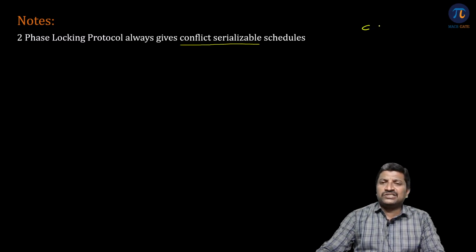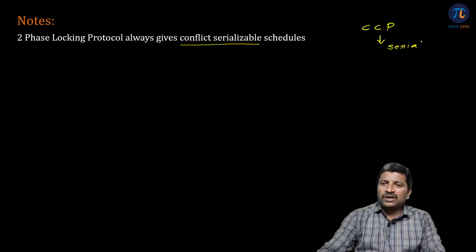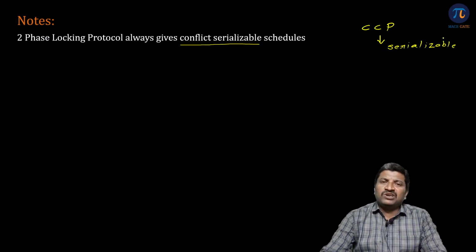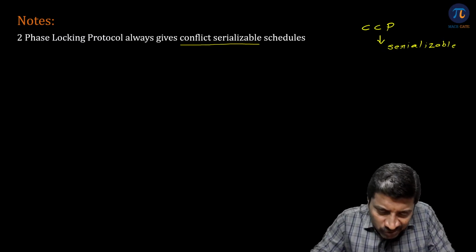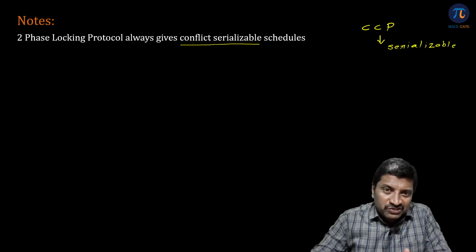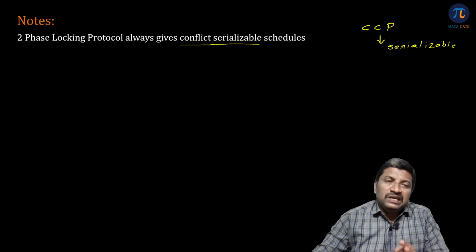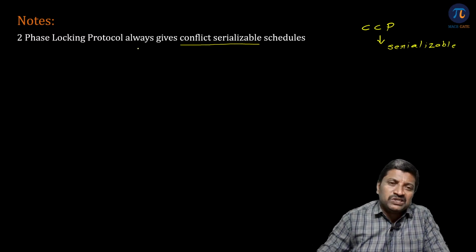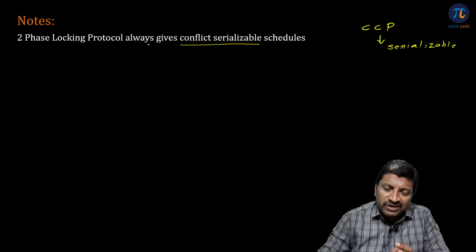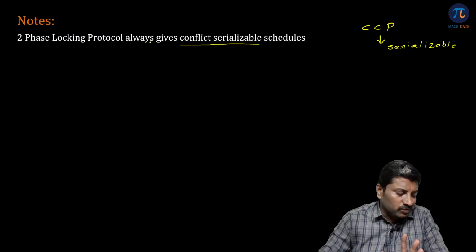Sir, concurrency control protocols always give serializable schedules. That is sure. Now the question is, is it conflict serializable or is it view serializable? We are not sure. That may be view serializable also, and may not be conflict serializable. But if I follow the two-phase locking protocol, it always produces conflict serializable schedules.